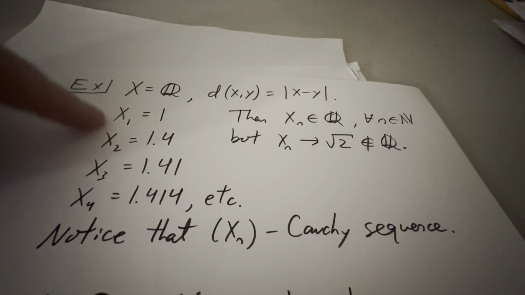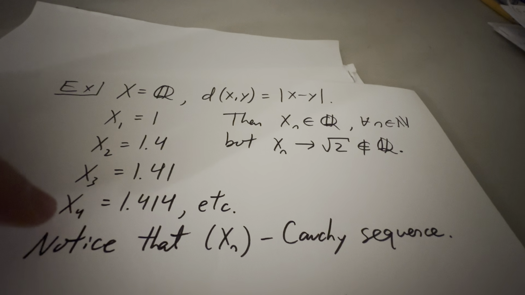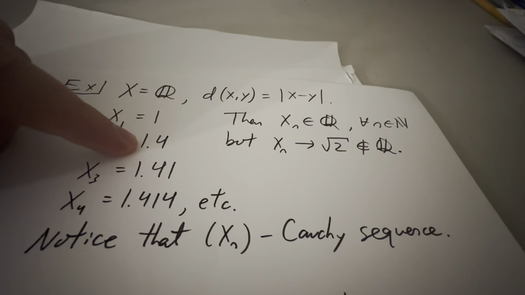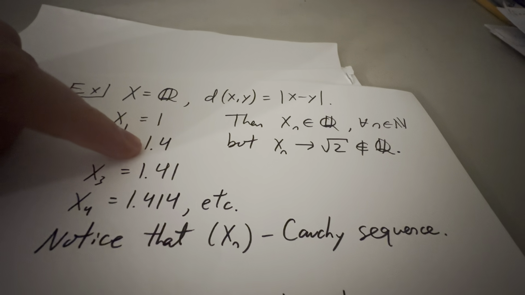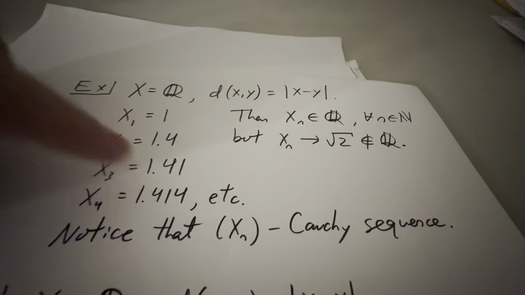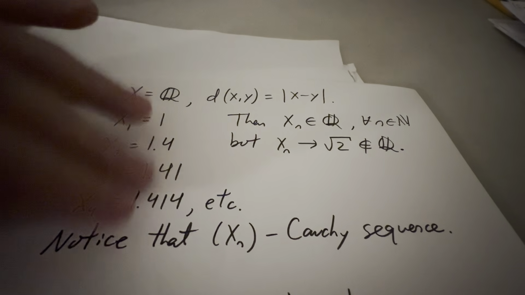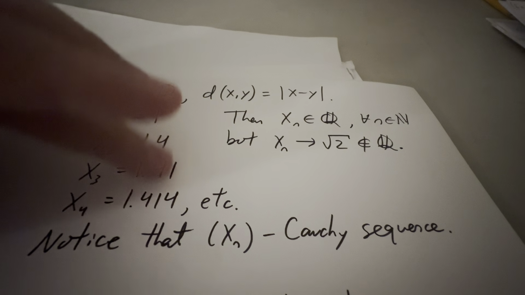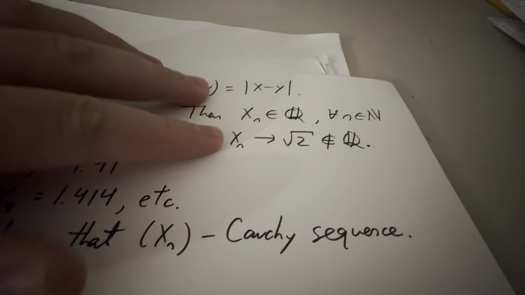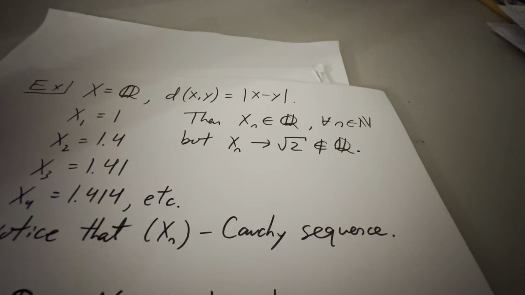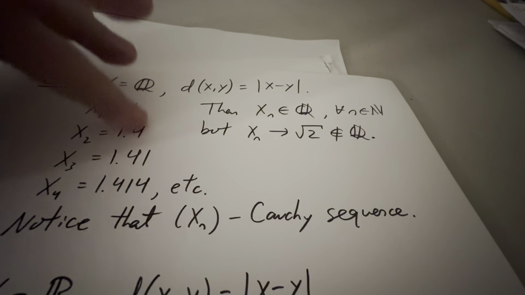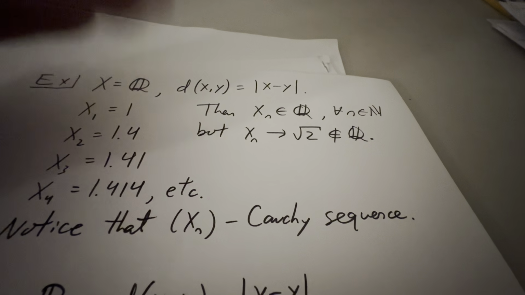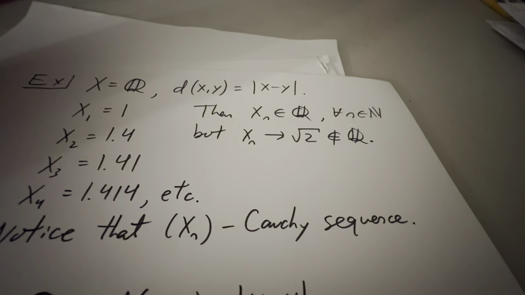So notice that each of these x's are rational numbers because they're terminating decimal expansions. 1 is definitely rational. 1.4 is just 14 divided by 10. 1.41 is just 141 divided by 100, and so on and so forth. So all of these are rational numbers. But the way I've constructed this, I'm forcing this to converge to the square root of 2. I'm cheating here a little bit because I don't really know that this number is irrational that I'm constructing. You would have to prove the square root of 2 is irrational, but that's a common exercise. It's not too hard to do.